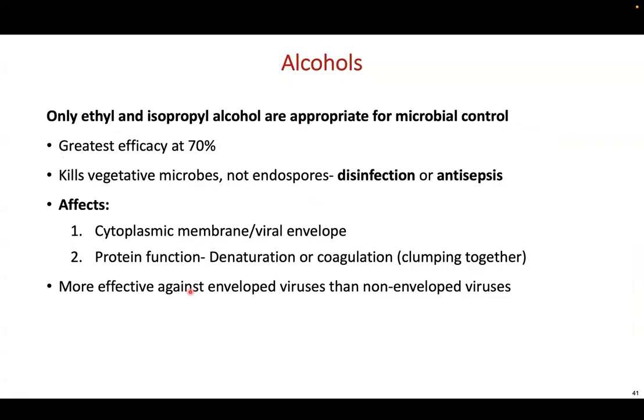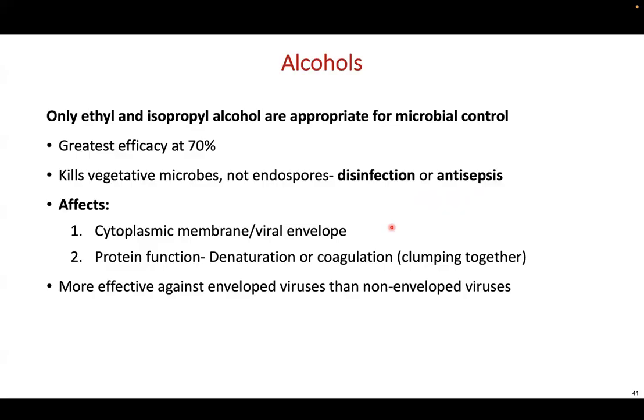The last group of chemicals that we are using for disinfection is alcohols. They come in two forms. They can either come as ethyl alcohol or ethanol that we normally know, or isopropanol or isopropyl alcohol. Both are effective in controlling microbial growth, and they work best at a percentage of 70% in water. They are used for killing vegetative microbes and not endospores. They are normally used for both disinfection and antisepsis. They affect the cytoplasmic membrane or the viral envelope in relation to viruses.